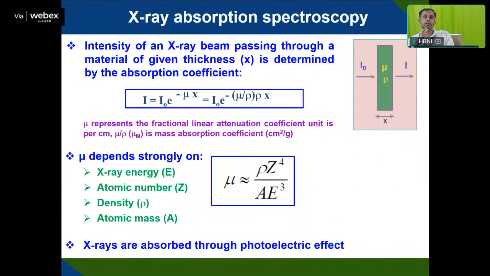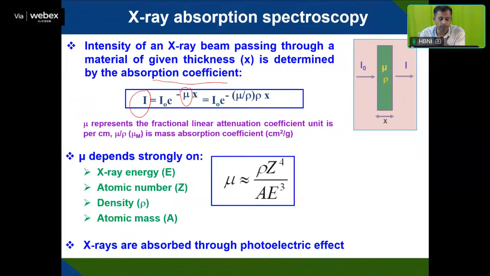So in X-ray absorption spectroscopy, we look at the intensity of an X-ray beam passing through a material. You have a material, and you pass the X-ray beam on it. Because of this, the X-ray beam is attenuated inside the material. The intensity you get depends on the absorption coefficient: I equals I0 times e to the power minus mu x.